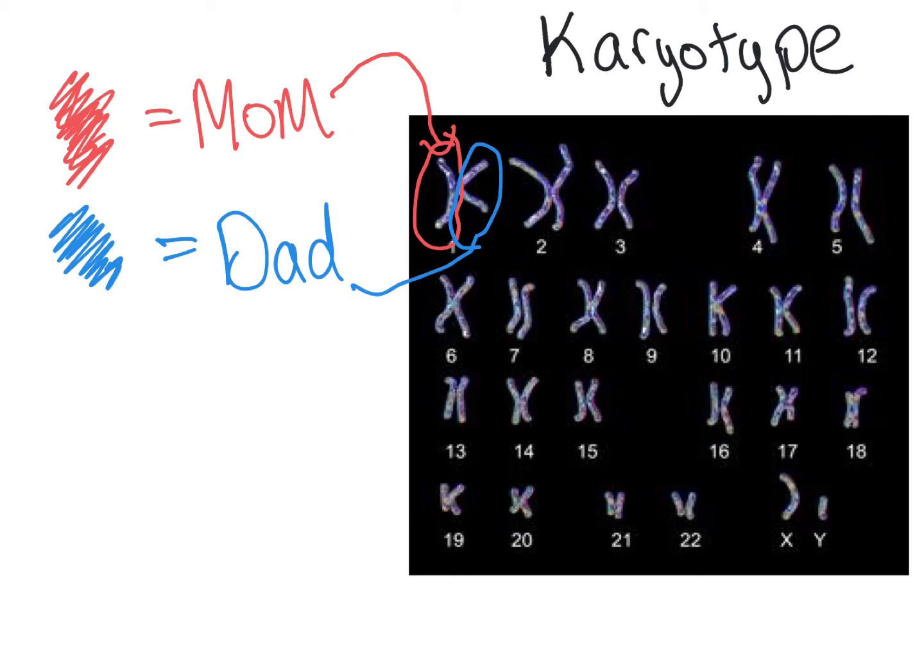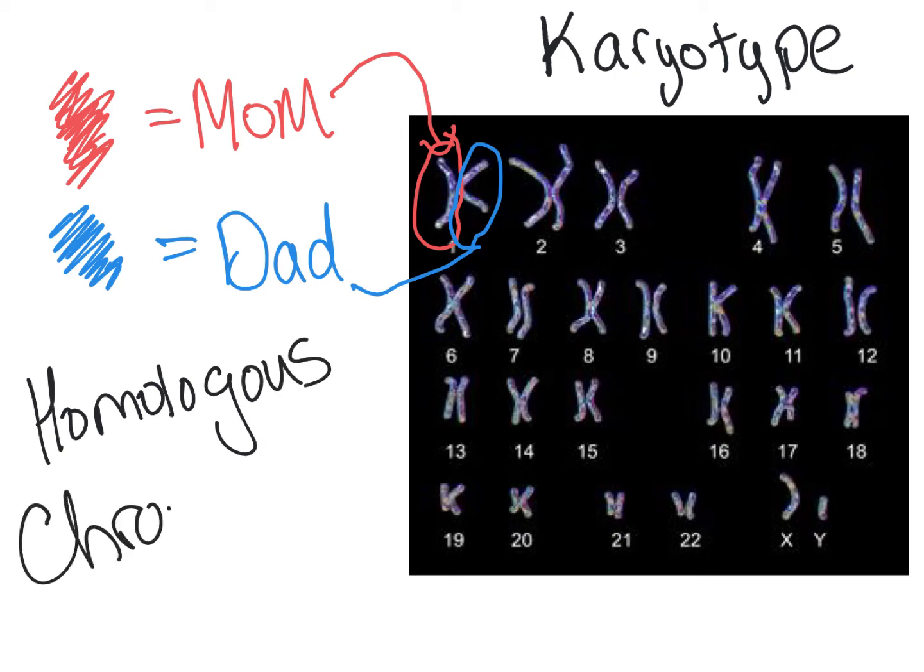You can see that the chromosome pairs are numbered and that they look similar to the other chromosomes they are lined up with. So chromosome pair 1 looks very similar in size, and chromosome pair 18 looks very similar in size. This pair together are called homologous chromosomes.